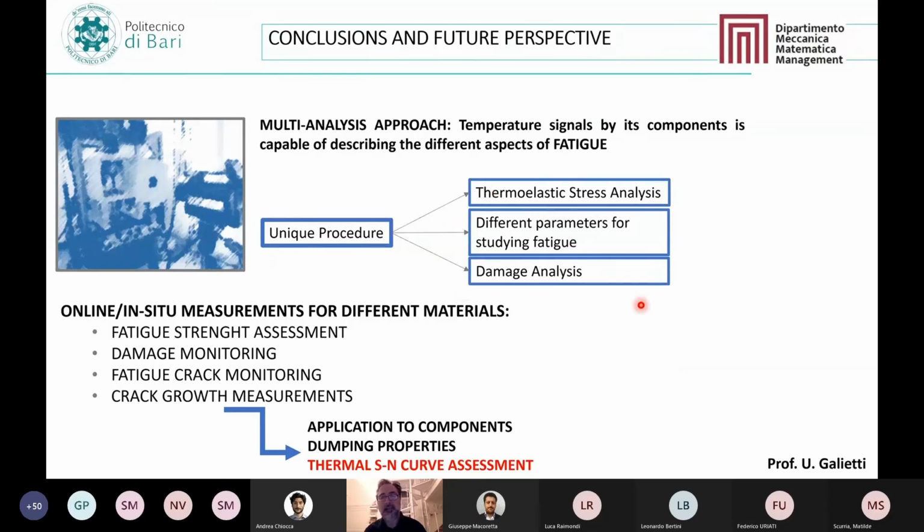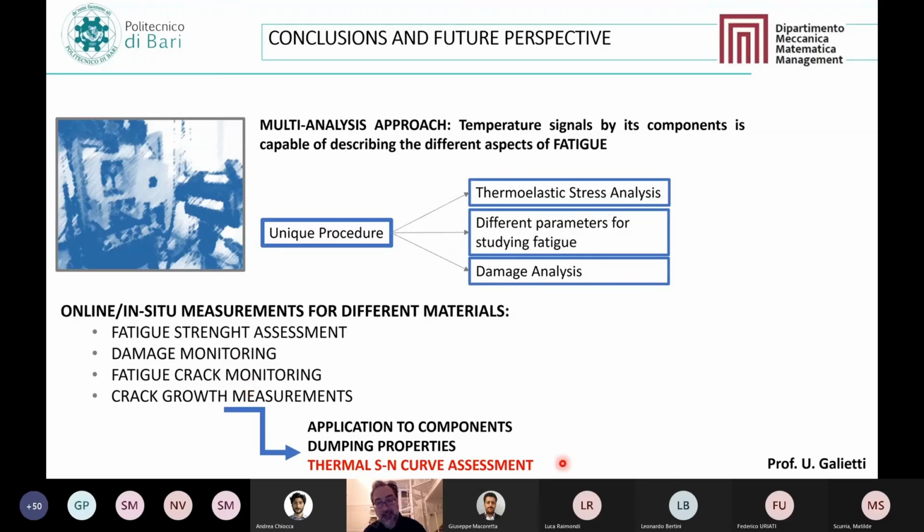The advantage of using thermal methods is that with thermoelastic stress analysis we also obtain the stress map on the component whilst we are monitoring the behavior during the fatigue. We have many parameters to study the fatigue behavior, not just one. So the approach is really robust, and we can perform damage analysis.